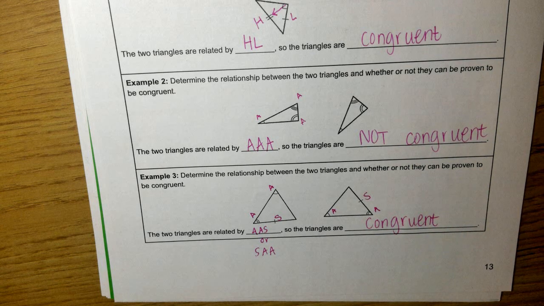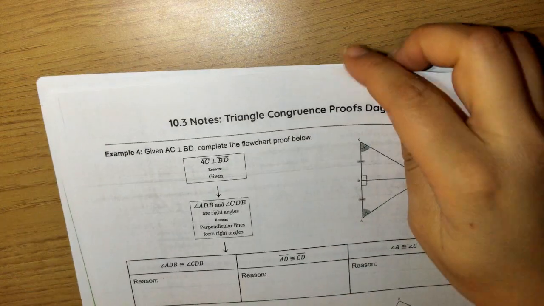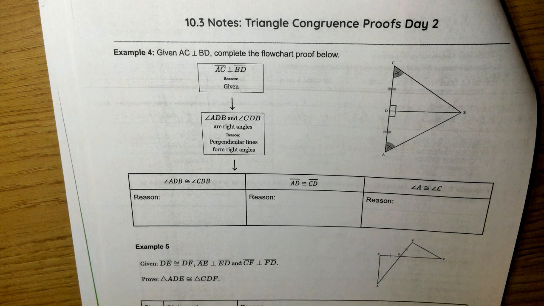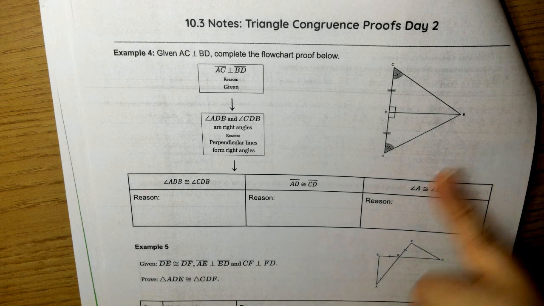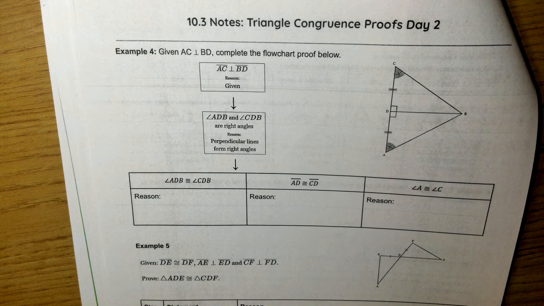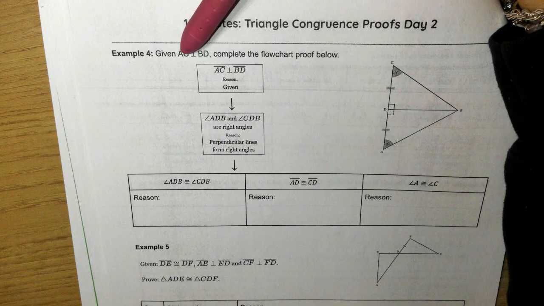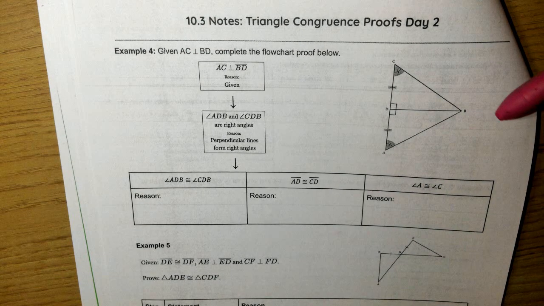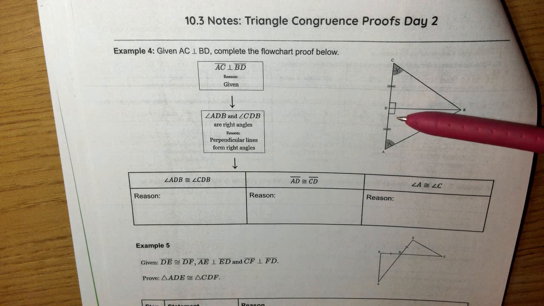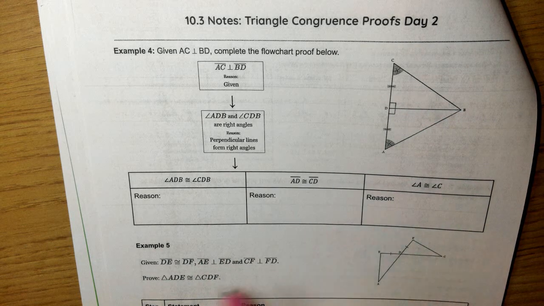All right, guys, let's move on to page 14. Okay. Example 4. Now we're looking at our flowchart proofs. These look really similar to your Delta Math practice, which you will be doing today. So they gave us that AC is perpendicular to BD. These are perpendicular, and they already drew out that they are right angles. We're going to fill in the reasons for these boxes.